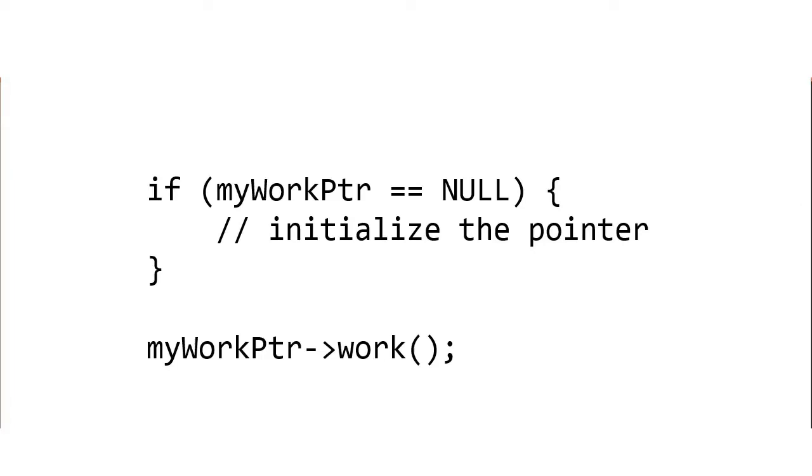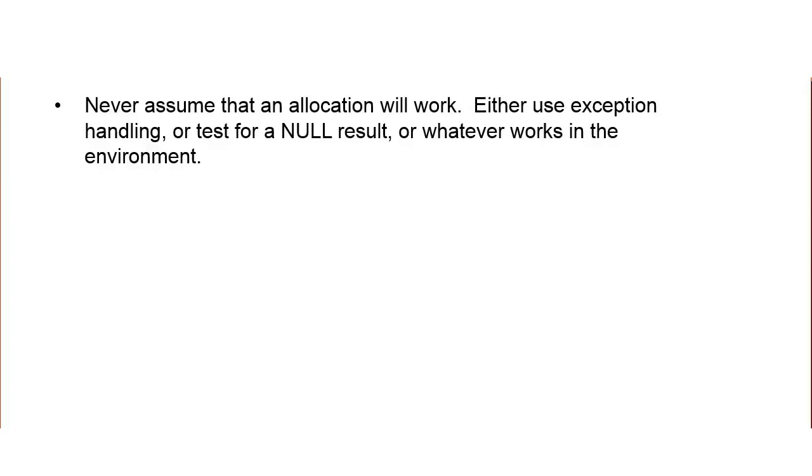So what can you do to make sure that things don't go awry? Never assume that an allocation will work. Either use exception handling or test for a null result or whatever works in the environment. If an allocation fails, you can't assume that you'll have enough resources to try again. After all, you don't know if you asked for too much memory or too large a chunk or whether some other action has corrupted the heap. The best you can do is strive to tidy up all your resource allocations and get out gracefully.